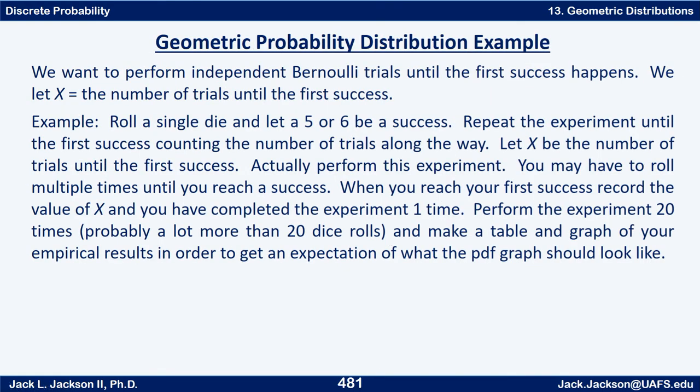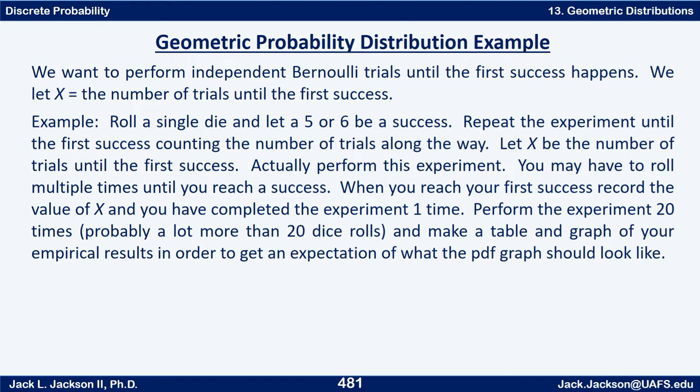So now let's look at a situation that leads to what we call a geometric distribution. We want to perform independent Bernoulli trials until the first success happens. We'll let x be the number of trials until the first success. That's the basic setup for a geometric probability distribution. So let's take an example, with the same kind of Bernoulli trial we set up earlier. Roll a single die and let either a 5 or 6 be a success. We will repeat the Bernoulli trials until the first success, counting the number of trials along the way. Let x be the number of trials until the first success.